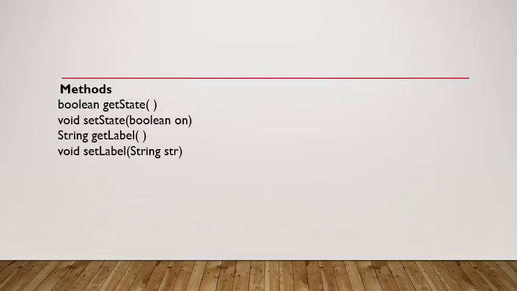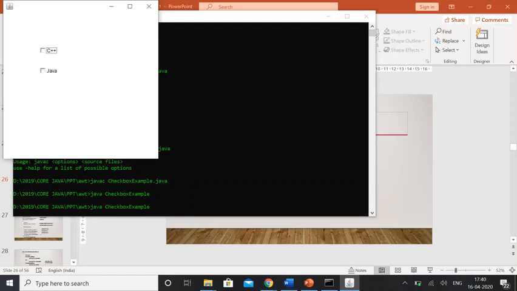Okay, the methods are obviously getState. GetState means whether the checkbox is selected or it is not selected, and what is the content of the checkbox, that is the string. The string you want to fetch, then it is getLabel and setLabel to set it. Okay.